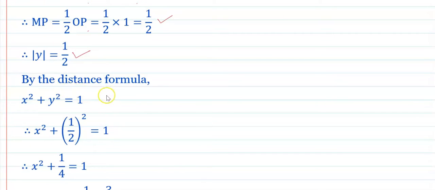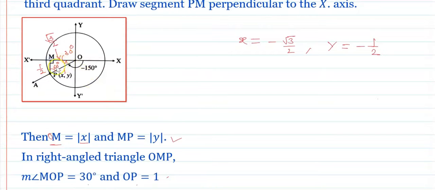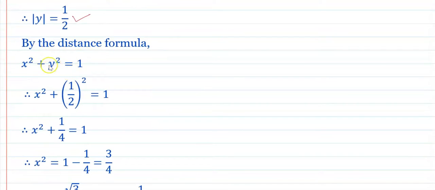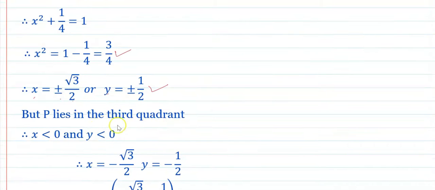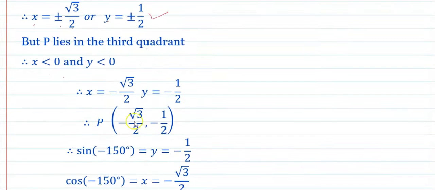Then by the distance formula also you can calculate here. And according to 30, 60, 90, the side opposite to angle 60 is root 3 by 2 times the hypotenuse, so x can be found out here. By the distance formula, x square plus y square is equal to 1. x square plus 1 by 2 bracket square, and therefore x square plus 1 by 4 is equal to 1. x square is equal to 1 minus 1 by 4, that is 3 by 4. Therefore, x is equal to plus or minus root 3 by 2, and y is equal to plus or minus 1 upon 2. P lies in the third quadrant, x is negative, y is negative, and hence x is equal to minus root 3 by 2, y is equal to minus 1 upon 2.